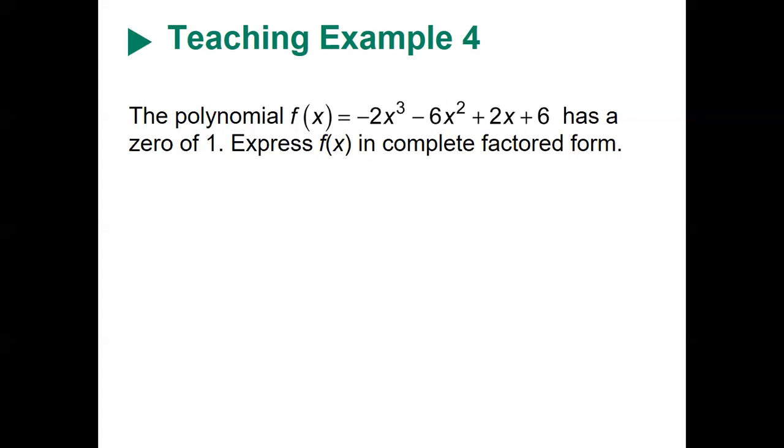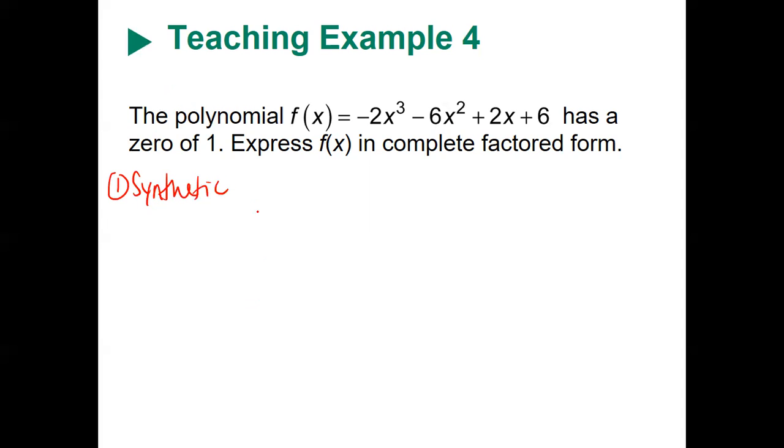All right. Now we're here. It says the polynomial f of x equals -2x cubed minus 6x squared plus 6x plus 6 has a 0 of 1. Express f of x in complete factored form. Oh no, they only gave me 1 zero, and this is a degree of 3. What do I do? Glad you asked. When this happens, that means you're going to use synthetic division to find your other zeros. You're going to use a combination of synthetic division, factoring, and or quadratic to find it. So step 1, we're going to use synthetic.